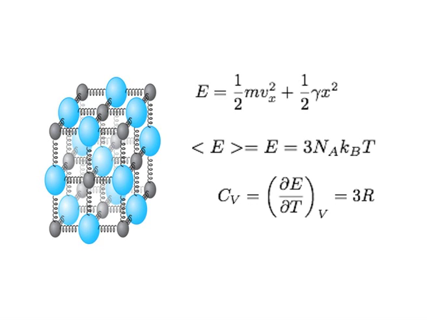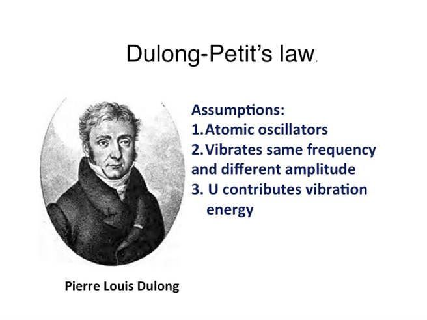Now what is happening? These atoms will be vibrating. When they are vibrating, they will have vibrational energy, and hence Dulong and Petit introduced the idea of atomic oscillators, vibrating with the same frequency but different amplitudes. The internal energy U contributes to the vibrational energy. This is the photo of Pierre-Louis Dulong.